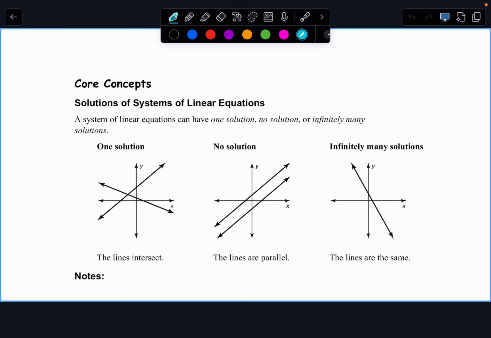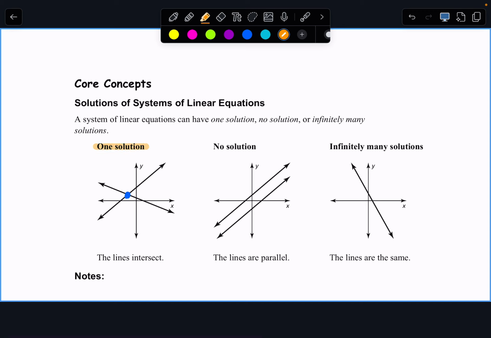On page 149, you can see the 3 pictures we just made with our Twizzlers. If our lines intersect, which is going to happen a majority of the time, we have one solution, x comma y.